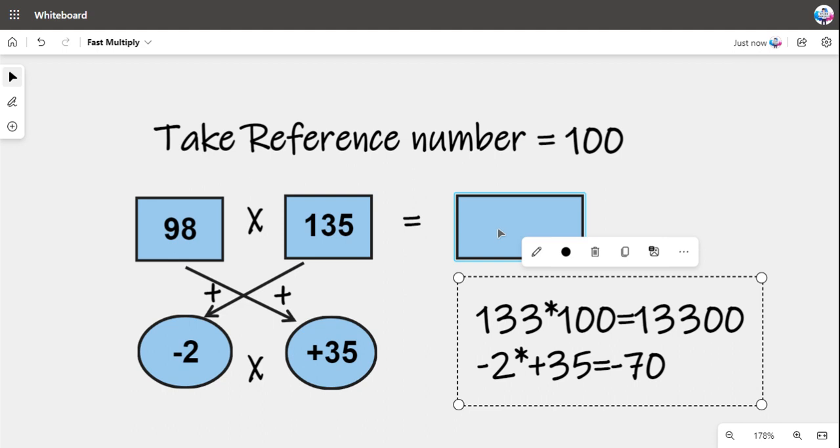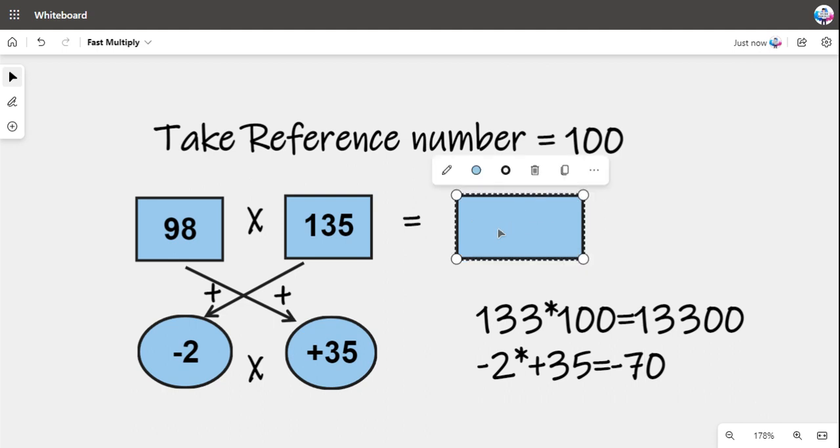So friends, now you have the output: 13,300 minus 70, that is 13,230. This is the output you will get, friends.